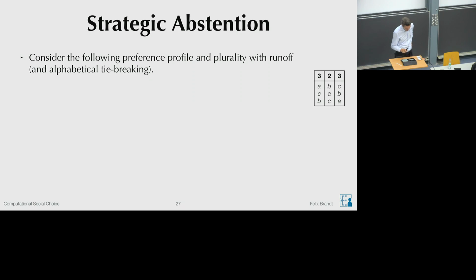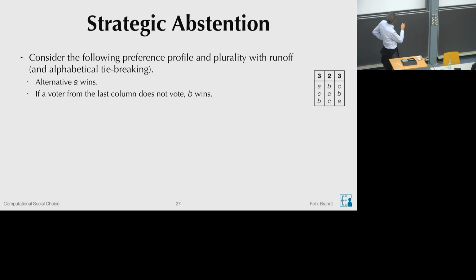Here, I'll leave it to you to figure out the details, because it's another simple example. You can have plurality with runoff, so the French election system here. And then it turns out that alternative A wins. But if any voter from the last column here, so there are 3 voters like this, abstains, so you have a preference profile that rather than 8 voters only has 7 voters, then alternative B wins. And this is actually better for those people here.